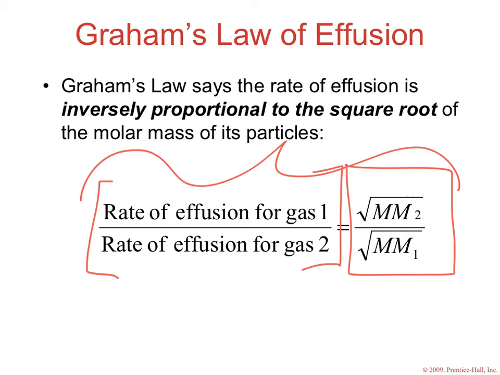So if you're comparing the rate of effusion, or it could be diffusion, which we'll talk about in a little bit, to gas 1 divided by the rate of effusion for gas 2, what do you notice about the right side? Remember the relationship between rate or velocity and molar mass is inverse. So notice now that the molar mass for the first gas is in the denominator, and the molar mass for the second gas is in the numerator. So it's crisscross, inverse relationship.